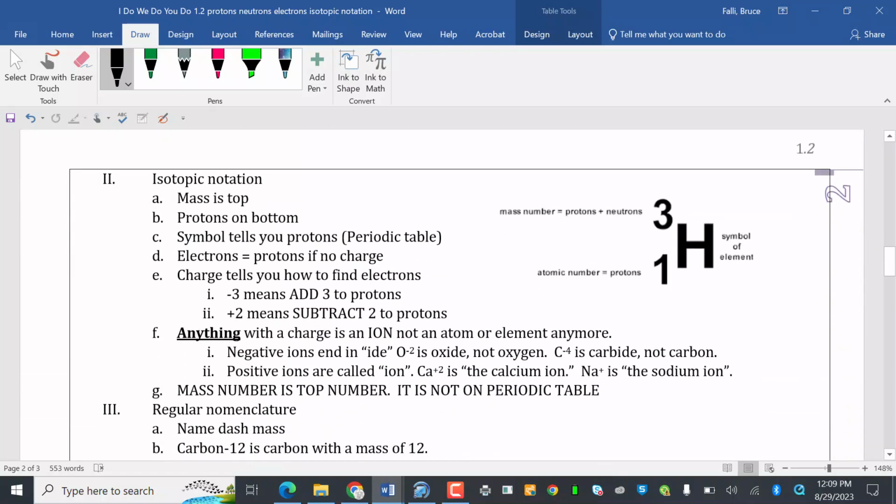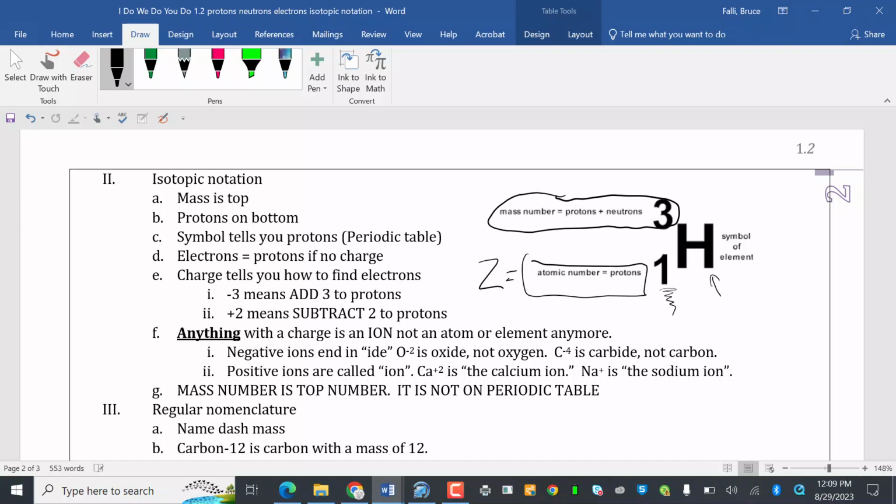Here is isotopic notation. The mass is on top. Look right here. Mass number equals protons plus neutrons. That would be 3. Protons are on the bottom. Remember, that can also be called Z. The symbol tells you the proton. If I looked at the periodic table and I look at hydrogen, its number of protons will be 1. If I look at the number 1 on the periodic table, it will tell me it's hydrogen. Remember, electrons will equal the protons as long as there's no charge. The charge tells you how to find electrons.